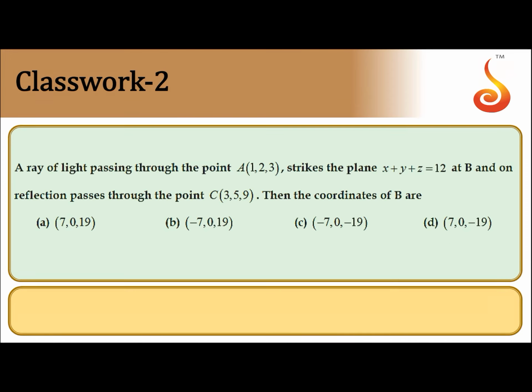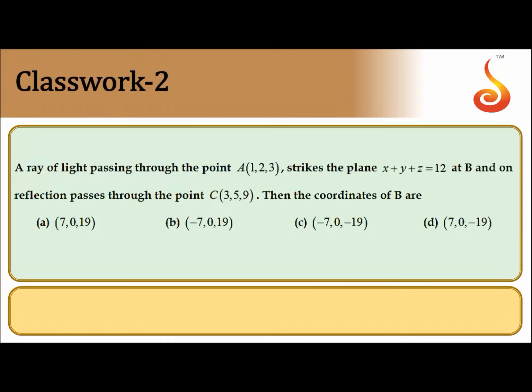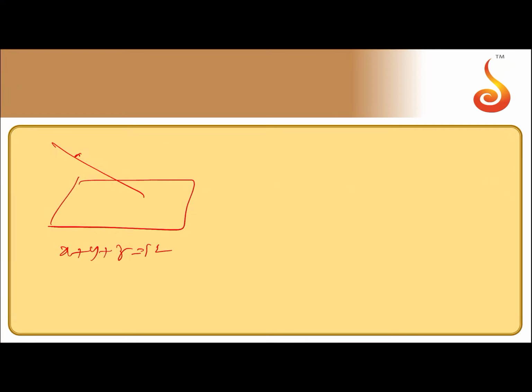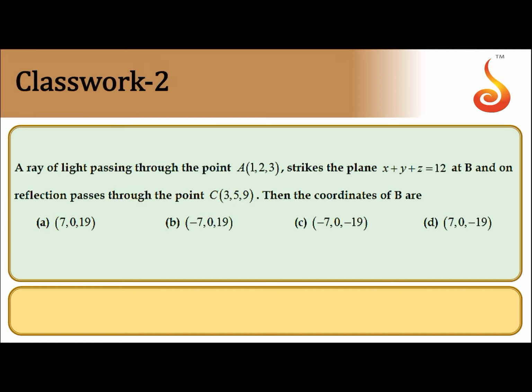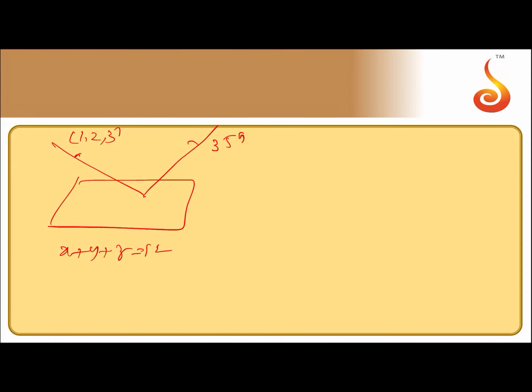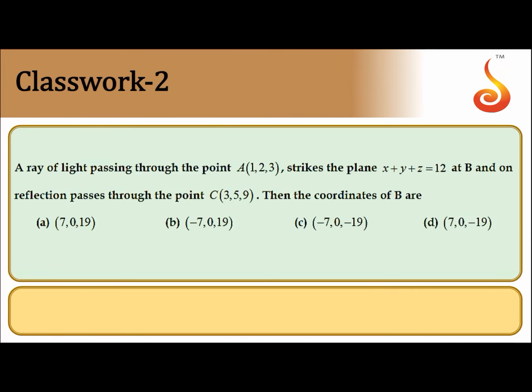Verification can be done. Coming to the second one. A ray of light passing through the point 1, 2, 3 strikes the plane x plus y plus z equals 12, and is reflected and on reflection passes through 3, 5, 9. You are required to find the coordinates of the point B.